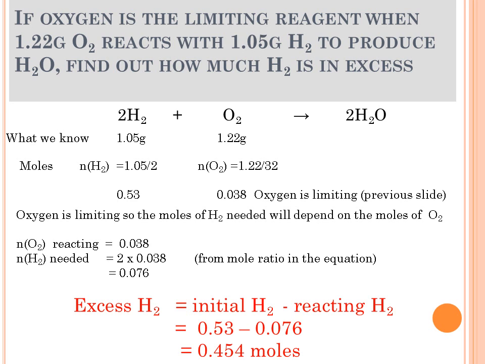But since we know that we have 0.53, the amount of hydrogen that's going to be left over, or in excess, is just given by the amount we start with, which is the 0.53, minus the amount that actually reacts, which is the 0.076. And the answer is going to turn out to be 0.454 moles left over.